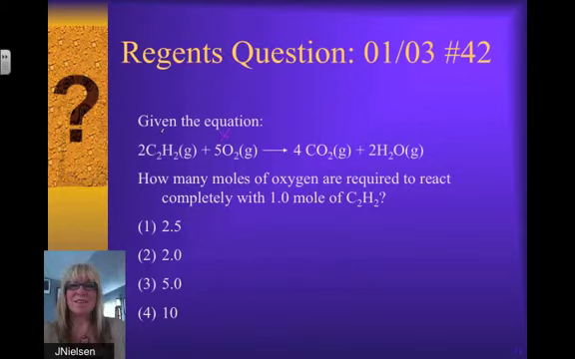And C2H2 is ethyne, so we've got 1 here. So my proportion is going to be 1 over 2 equals x over 5. Therefore, 2x equals 5, and x equals 2.5.